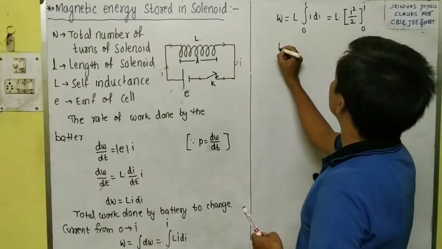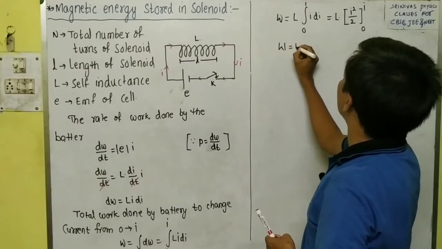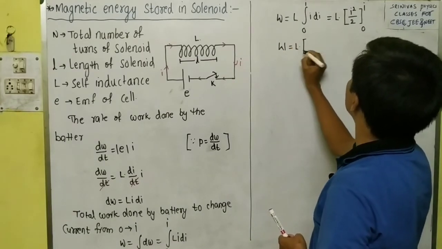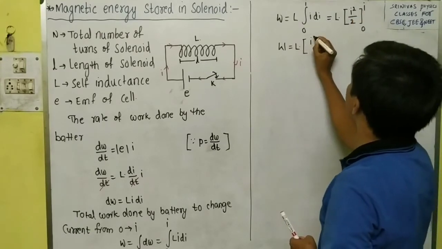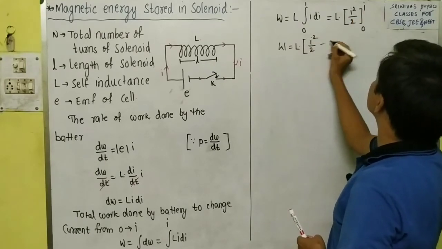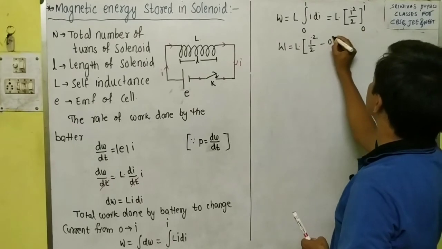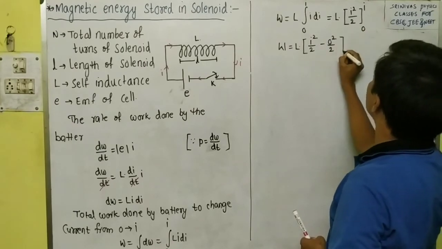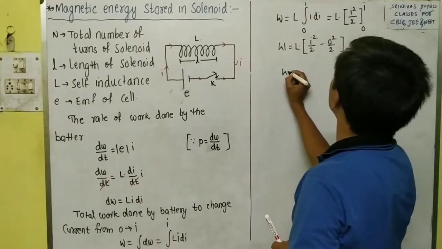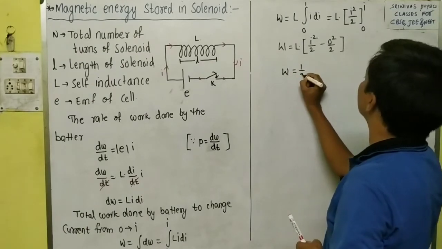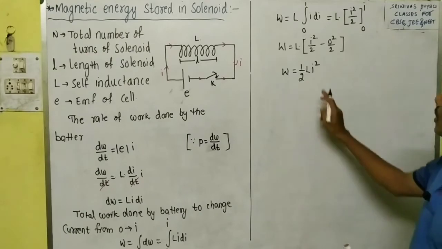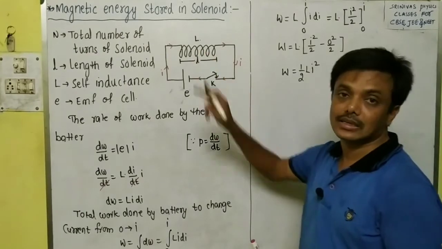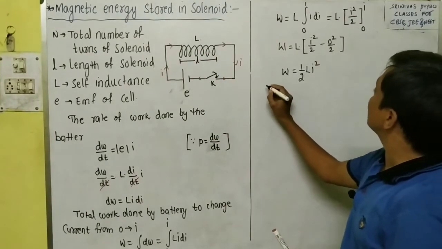And then we substitute the limits. Then we will get L into, in place of the upper limit I, we substitute I square by 2, minus, in place of the lower limit we substitute 0 square by 2. Then we will get the final formula for the work as half L I square. Okay, this is the work done to pass current I through the inductor, right?